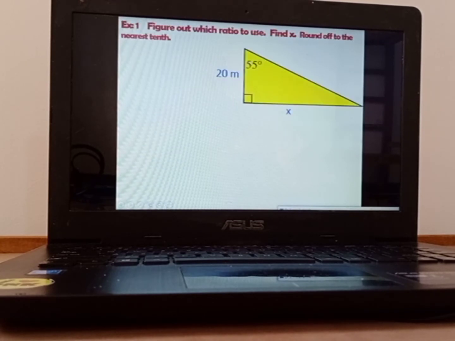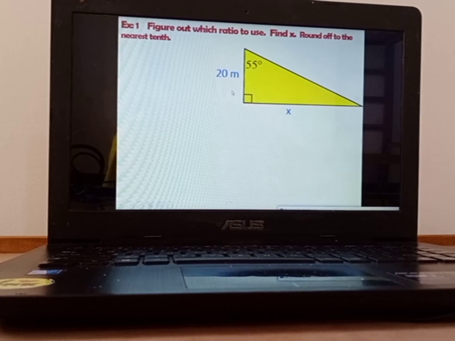Okay, another example. Figure out which ratio to use. Find the x, round off to the nearest tens. So this is our angle, a 55-degree angle. Let's identify our given. At the front of your 55 degrees is x, so our opposite side is x. And this is our adjacent, which has a value of 20 meters. So we have opposite and adjacent.